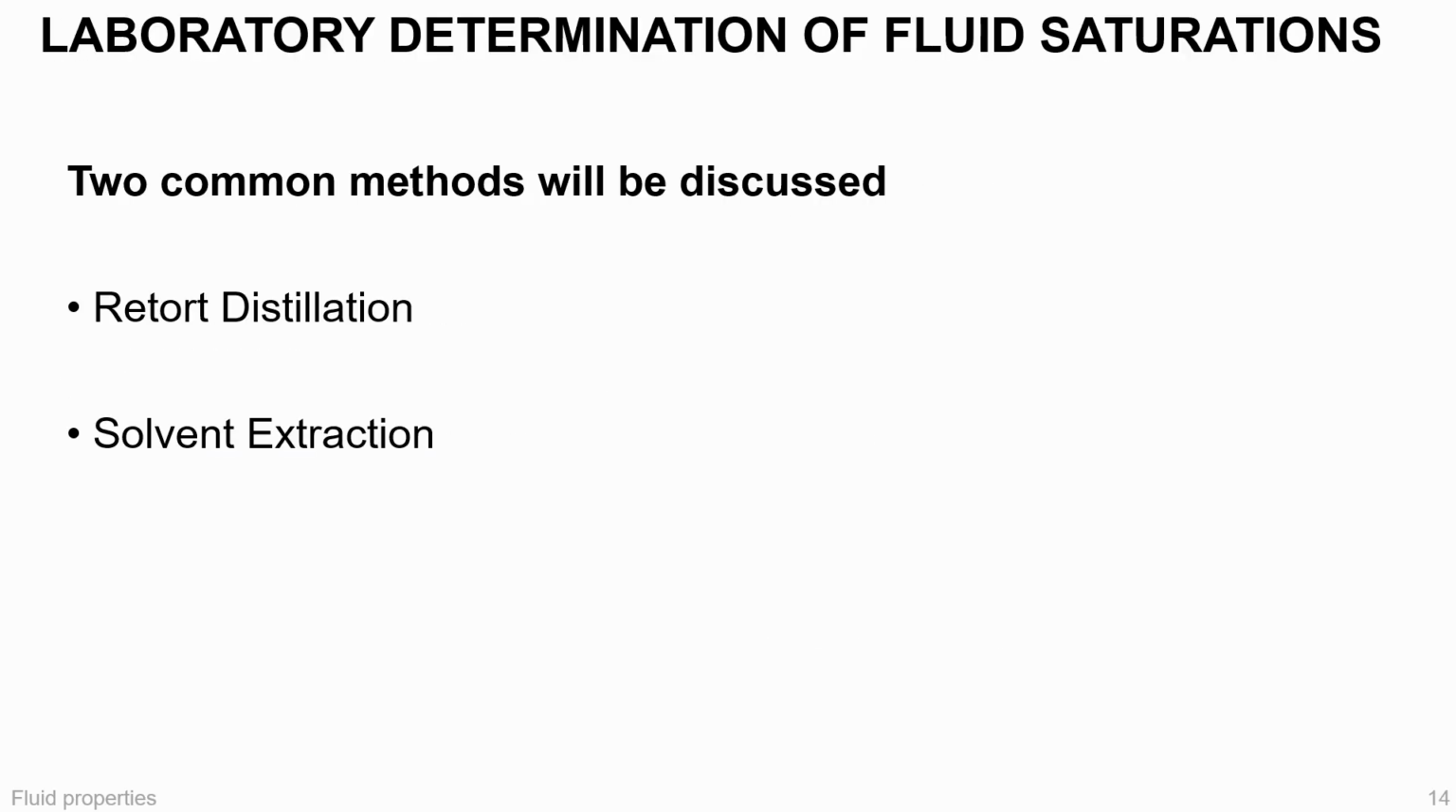This slide introduces two common lab methods for saturation determination: retort distillation and solvent extraction. Each method has advantages and disadvantages, and the best choice depends on rock type, required accuracy, time, and whether the core must be preserved.